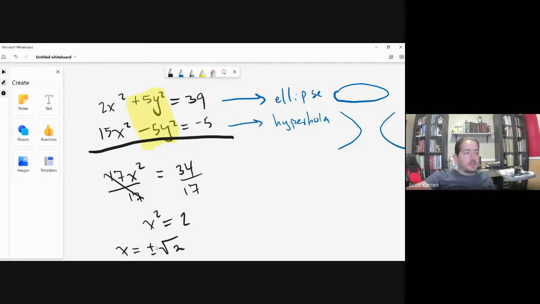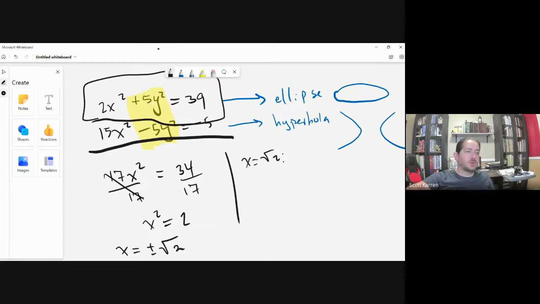So if I plug in, let's go with the positive root of 2. Plug it into one of them. Doesn't matter which one. I'm going to do this one just because it has a smaller number in front of the x squared. But if x is the square root of 2, that gives me 2 multiplied by that square root of 2 squared plus 5y squared equals 39, right?